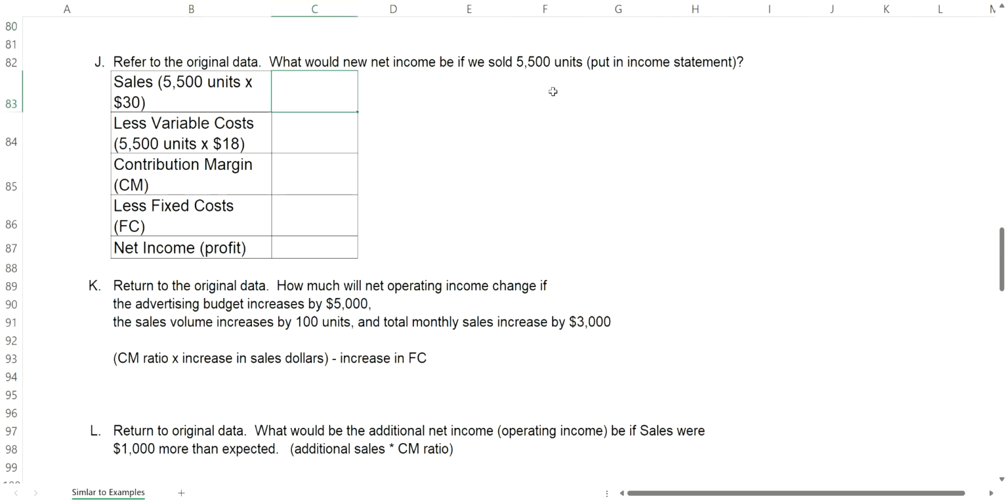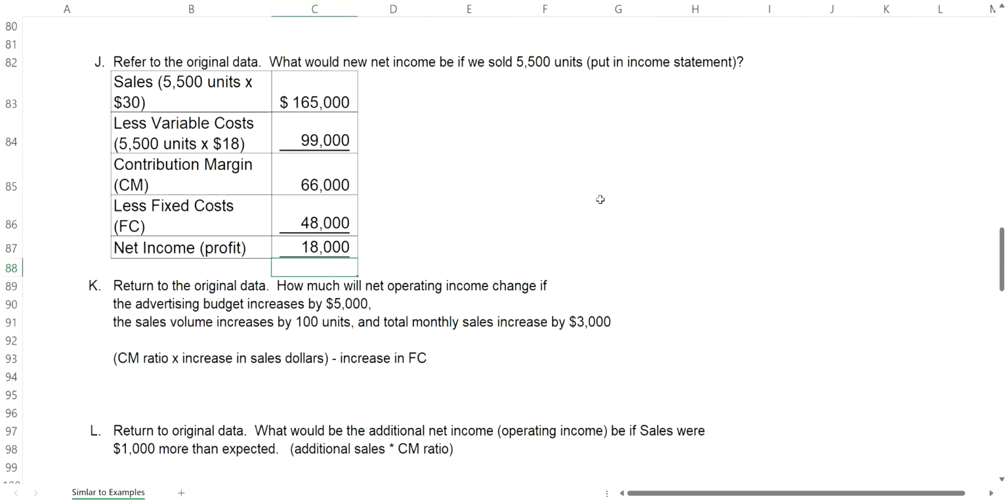Now, at any point, you could put any sales level into an income statement to prove what the income is. So let's go ahead and see what would the new net income be if we sold 5,500 units. So let's go ahead and start with sales. The selling price is still $30. So 5,500 units times the sales price of $30 means sales would be $165,000. We're going back to the original variable cost of 18 times 5,500 units is 99,000. Subtract to get the contribution margin of 66,000. Fixed costs remain at 48,000. Take 66,000 contribution margin minus 48,000 fixed cost. And at the sales level of 5,500 units, your net income would be $18,000.